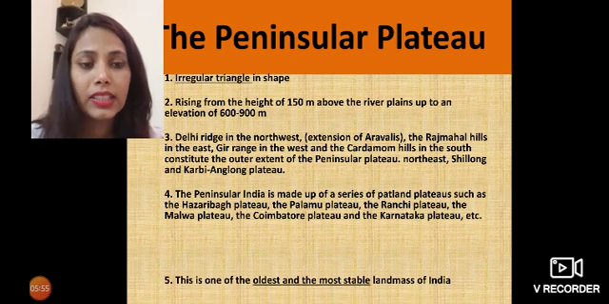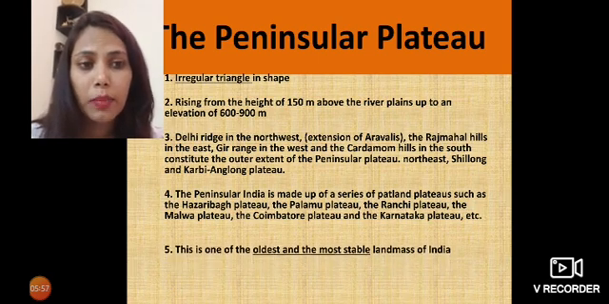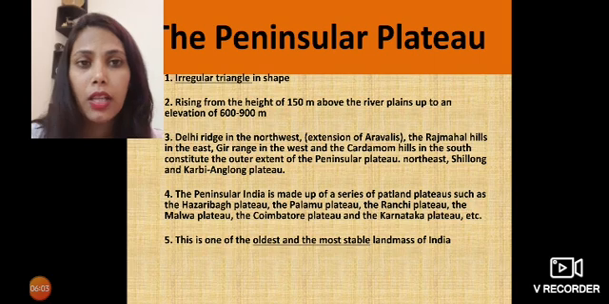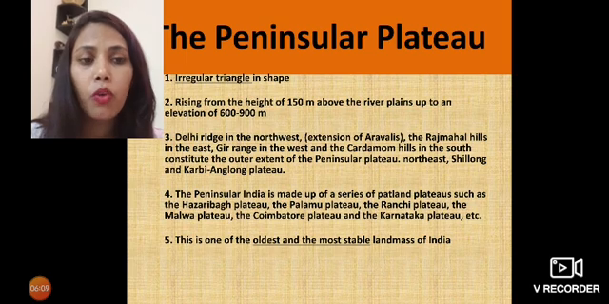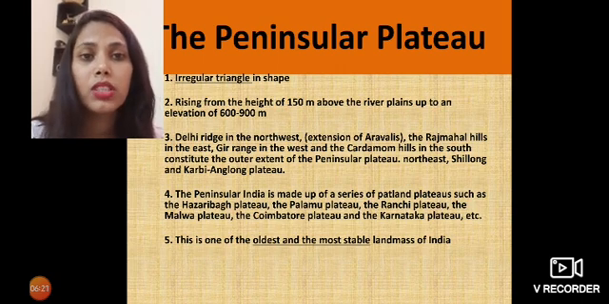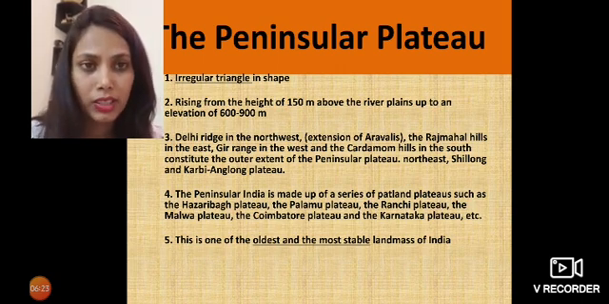So next, this is the oldest and the most stable landmass of India. Oldest means geologically, the Peninsular Plateau of India is the oldest landmass of India, and most stable means it does not move, like the Himalayas are still moving. That means they are rising. So there is movement in the Himalayas, but this Peninsular Plateau has no movement. That is why we say they are the most stable and oldest plateau.